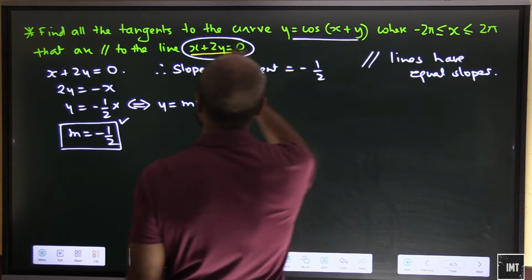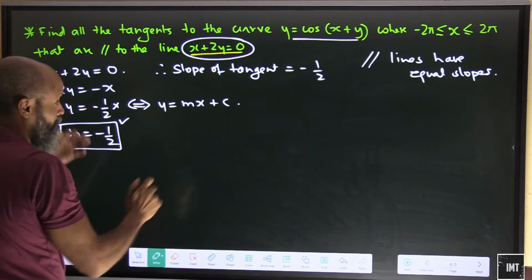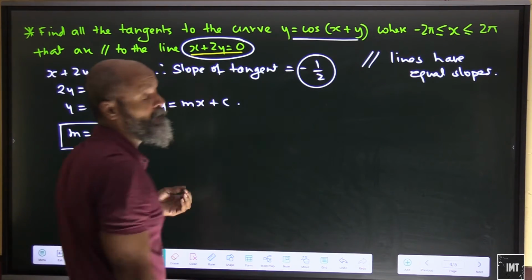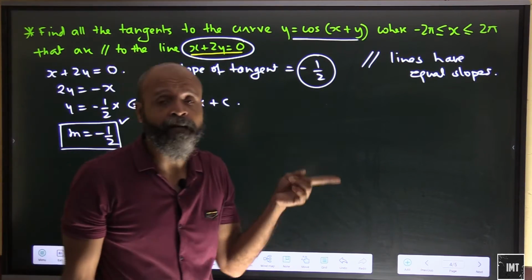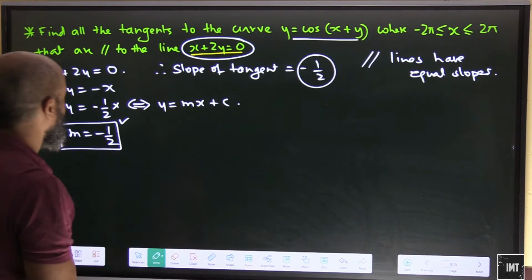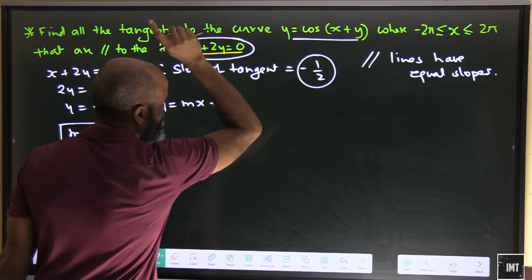So the tangent is parallel to the line, so the slope of the tangent here will be minus 1 by 2. Okay, now let's find out the slope of the tangent as per this equation.